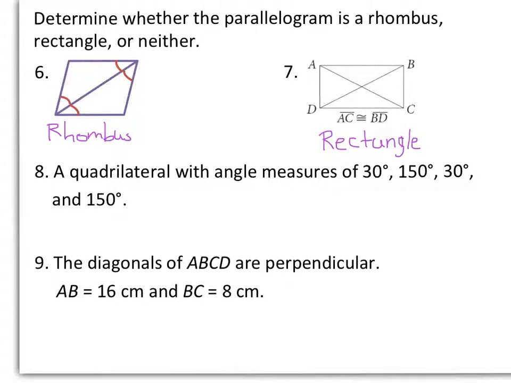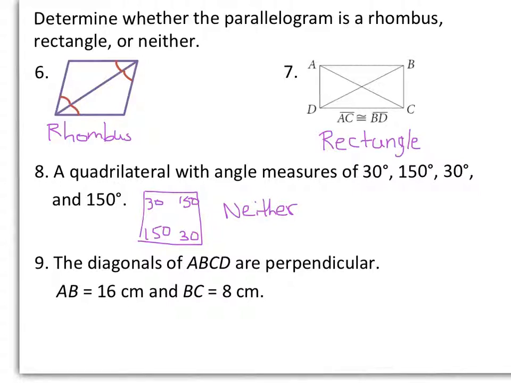Number 8, a quadrilateral with angle measures of 30 degrees, 150 degrees, 30 degrees, and 150. So if we just draw a quadrilateral, 30, 150, 30, 150. Okay, so we know our opposite angles are congruent, but we do not know anything about our diagonals or our sides. So 8 is going to be a neither. We don't have enough information, so we know it's a parallelogram, but we don't know if it's a rhombus or a rectangle.